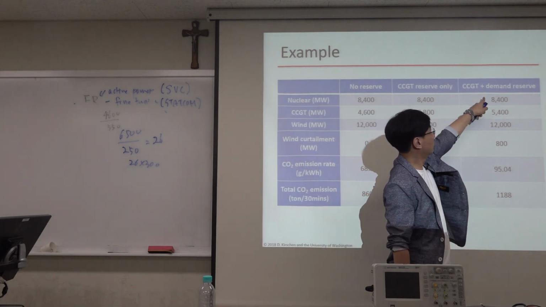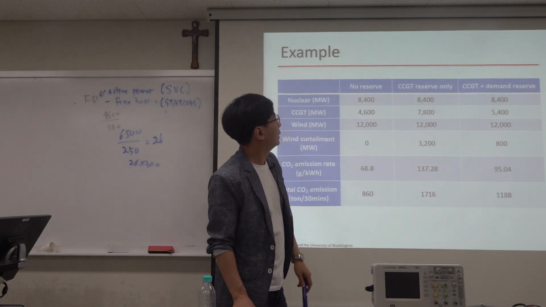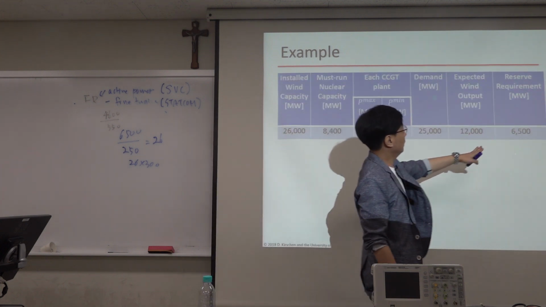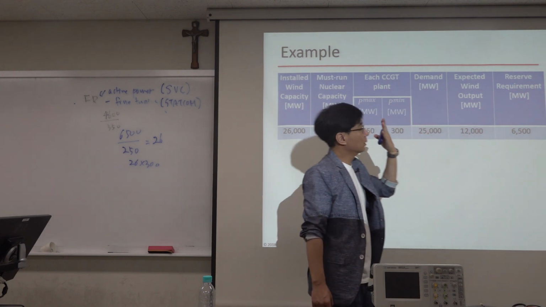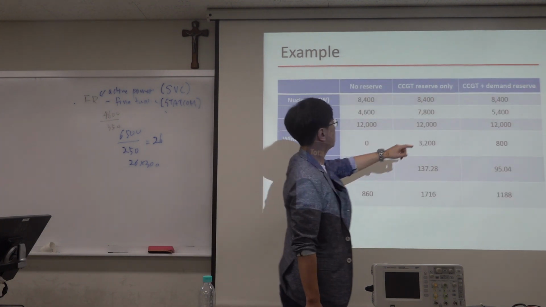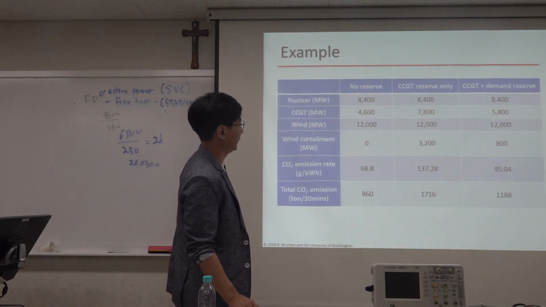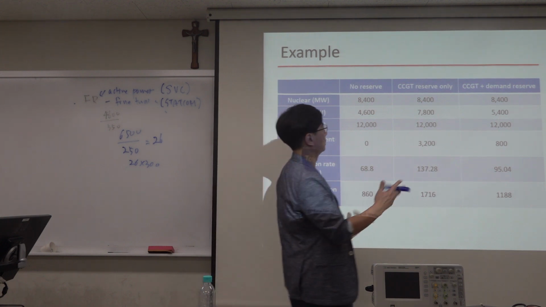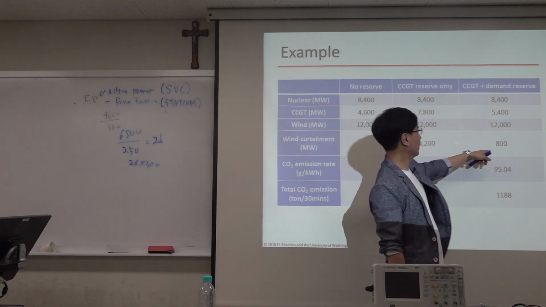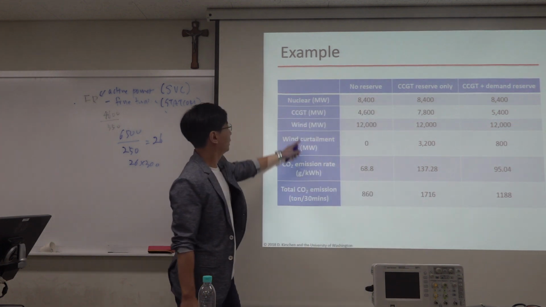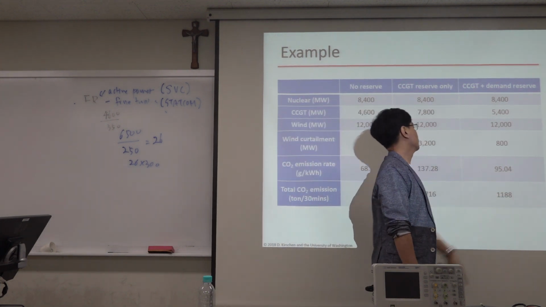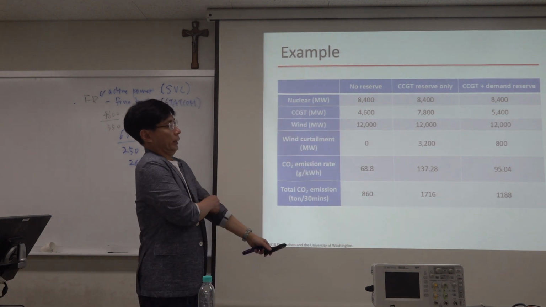But if we use demand response, and I forgot the number, so maybe check your textbook. So if some of this reserve can be provided from demand response, the reserve requirement from gas turbine can be reduced. So that's this. And finally, the wind power curtailment is also reduced, and the total amount of generation from gas turbine is reduced, so that further reduces the CO2 emissions. Okay.